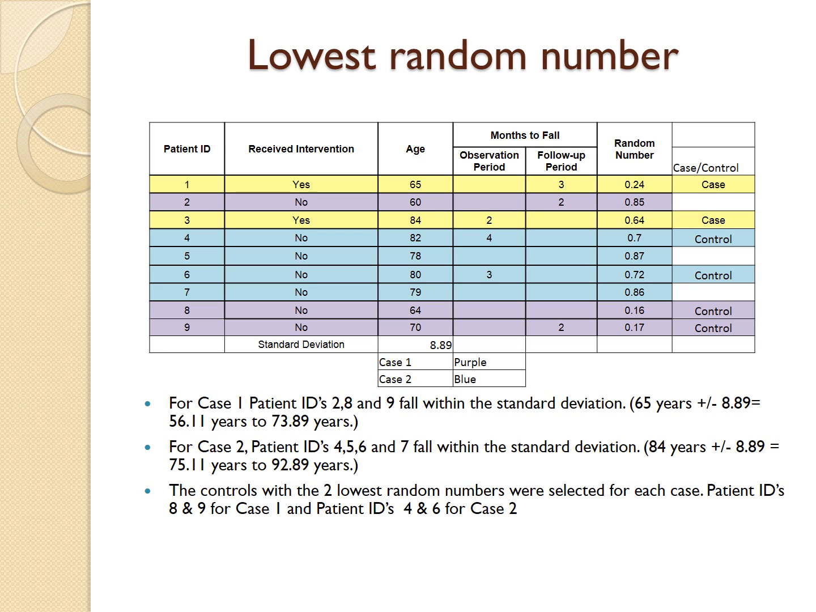As you can see, the first one is 65. You can add or subtract 8.89, which is the standard deviation, and that gives you the range of 56 to 73 years. For case 2, patient IDs 4, 5, 6, and 7 fall within the standard deviation, 84. You can add, subtract 8.89, and that gives you the range 75 to 92 years.